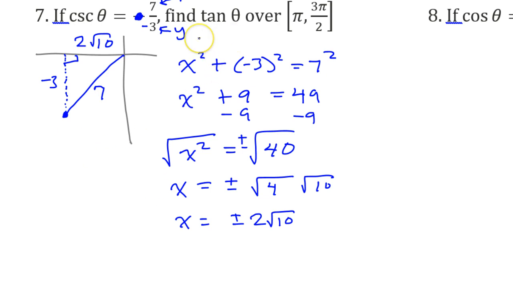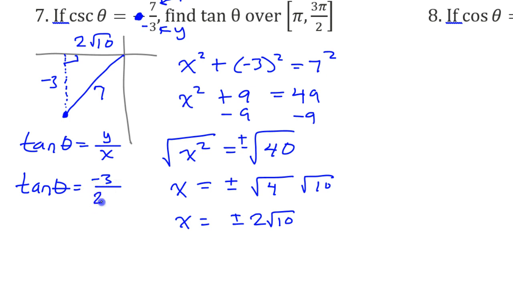Now I can go back and find the tangent, which is going to be y over x. So the tangent is going to be -3 over 2 radical 10.